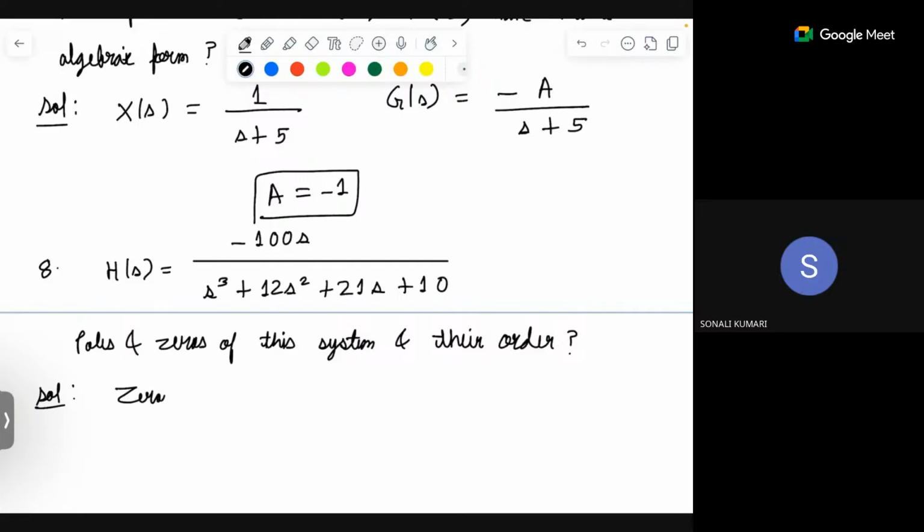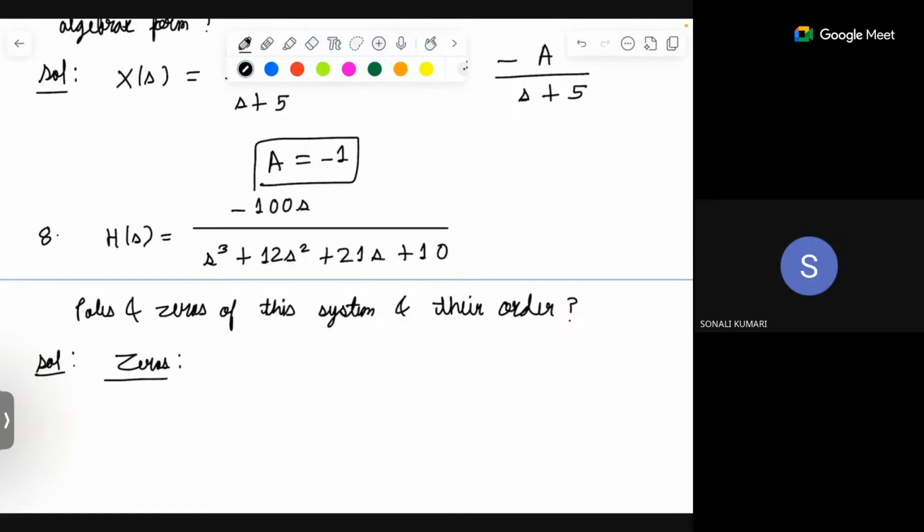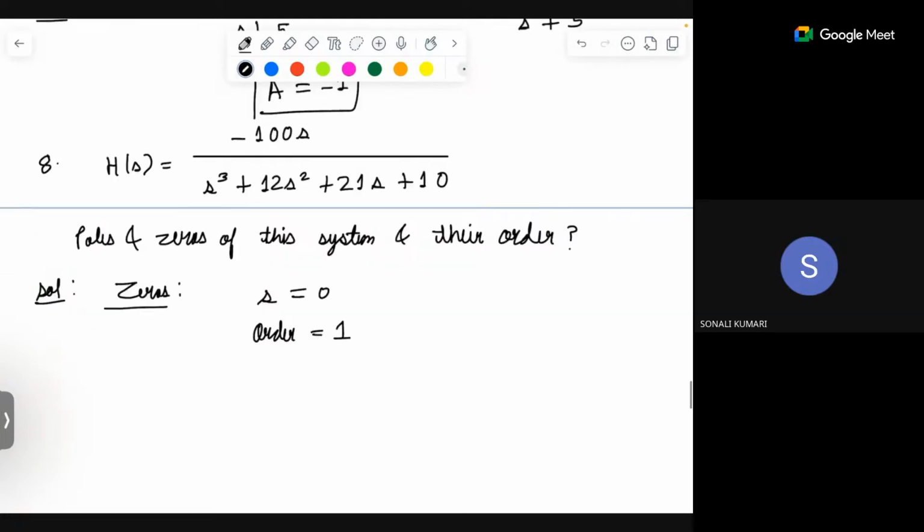So let us first see zeros. Zeros are the roots of the numerator polynomial. The numerator polynomial here is minus 100s. So the root is s equal to 0. And since it is there only once, the order is 1. This is clear now? Yes. Sonali, Rudra, Rohit, is it clear? Yes, ma'am. Okay, now let us move to poles.